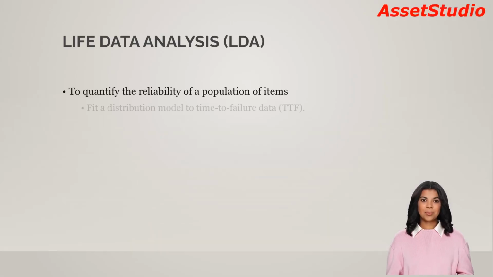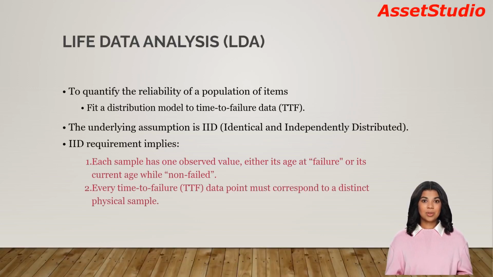LDA quantifies a population's reliability by fitting observed time-to-failure data to predefined distribution models. This method assumes the items are identical and operate independently, often abbreviated as IID, identical and independently distributed. This prerequisite implies the following requirements when applying LDA. 1. Each sample presents one observed value, either its age at failure or its current age while non-failed, and 2. Each time-to-failure data point must correspond to a distinct physical sample.